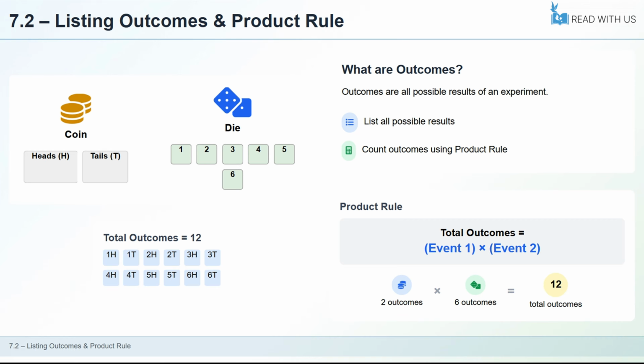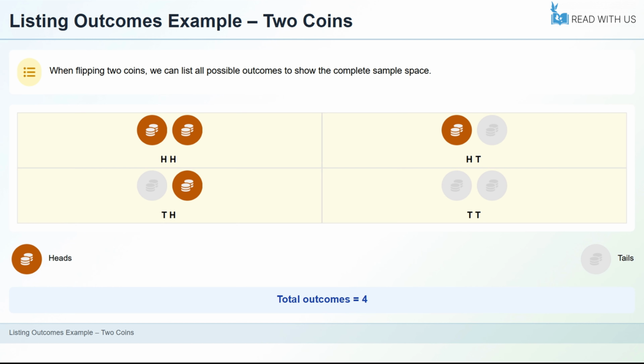But what if we have more than one event? We can use listing to show all possible combinations, or we can use the product rule to count them quickly. Let's start with listing outcomes.